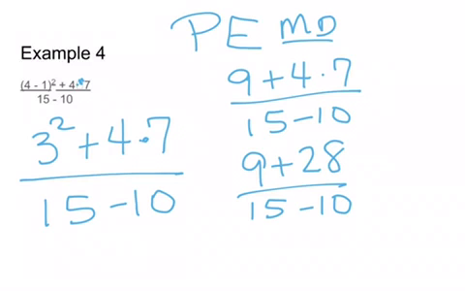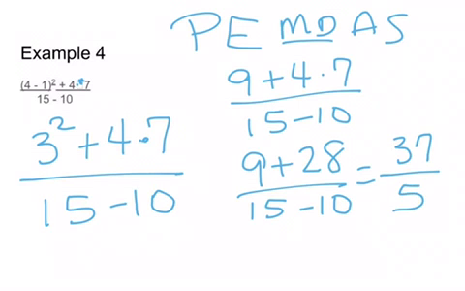Now on our grouping symbol in the top, we've done everything except for the last one, which is addition and subtraction. Our grouping symbol with the bottom of that fraction only has subtraction in it. So now we can do the addition on the top. 9 plus 28 is 37, and we can do 15 subtract 10 on the bottom, which is 5.